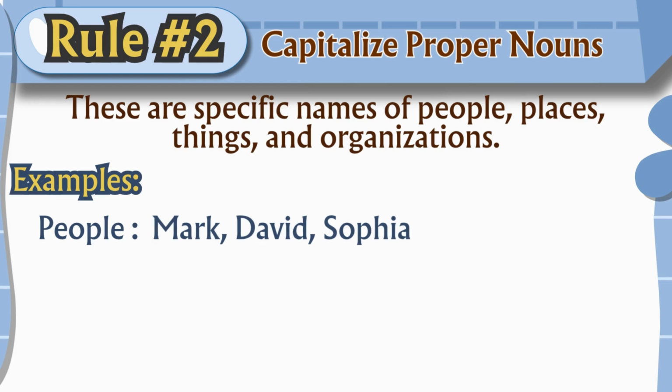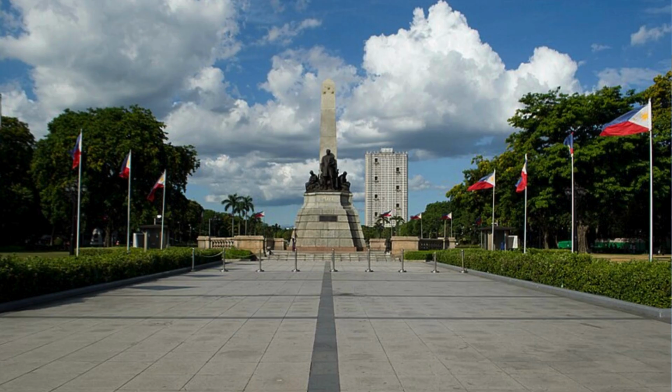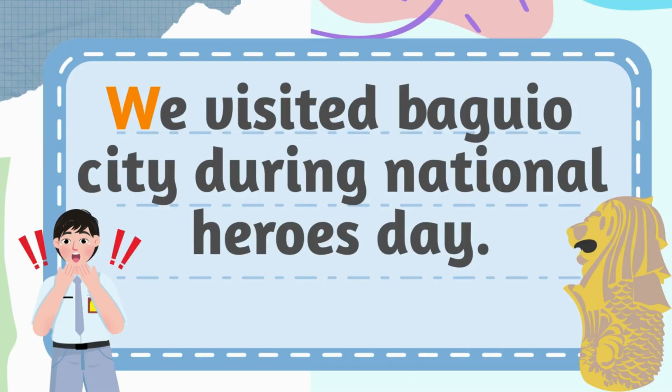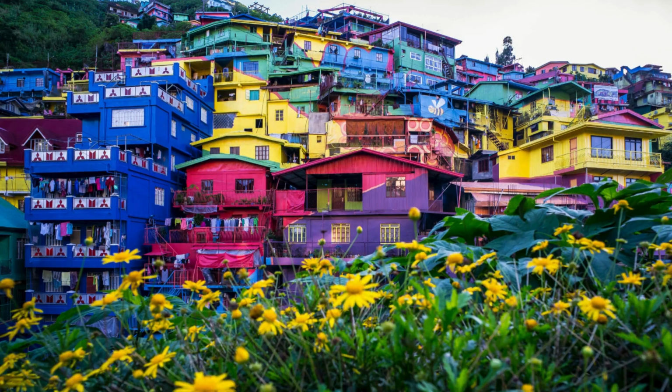Now, class, can you name a place you've been to? Maybe Boracay? Luneta Park? Sunstar Mall? Those are names of specific places, so we always start them with a capital letter. Look here. Uh-oh, still doesn't look right, does it? What should be capitalized? Correct. The first letter of Baguio City should be capitalized because it is a place.